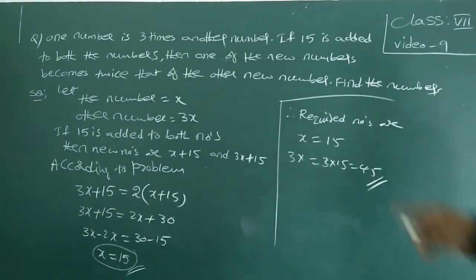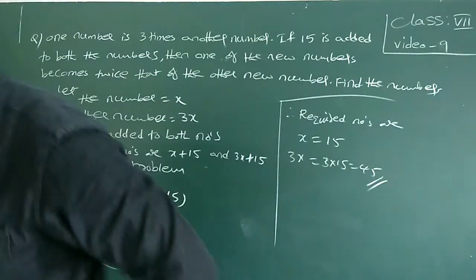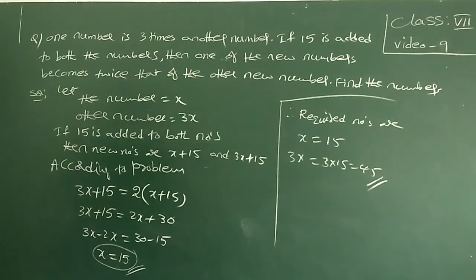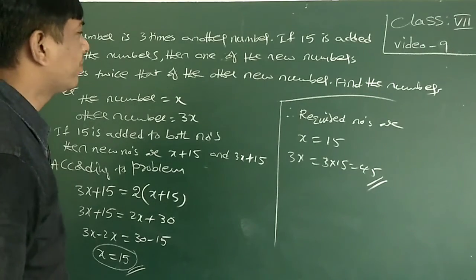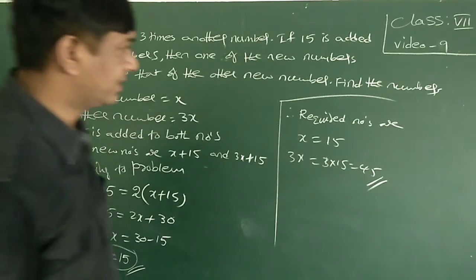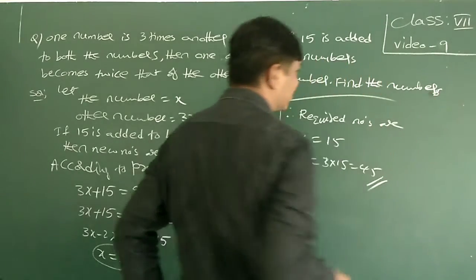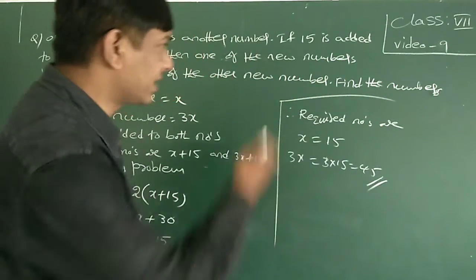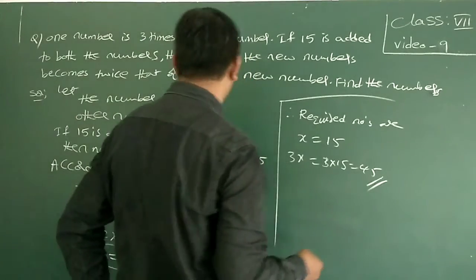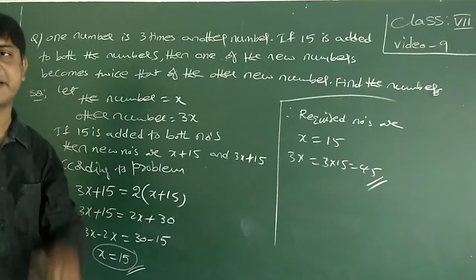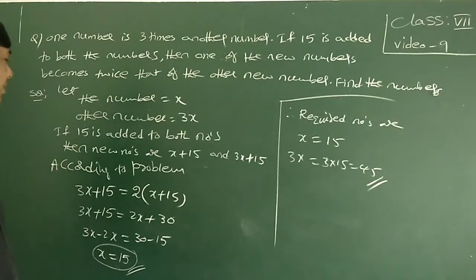Here, one number is 3 times another number. If 15 is added to both numbers, then one of the new numbers becomes twice that of the other new number. Find the numbers. First I wrote "number", but I found two numbers now, so I corrected the question and wrote "numbers". Let one number be x. The other number is 3x.